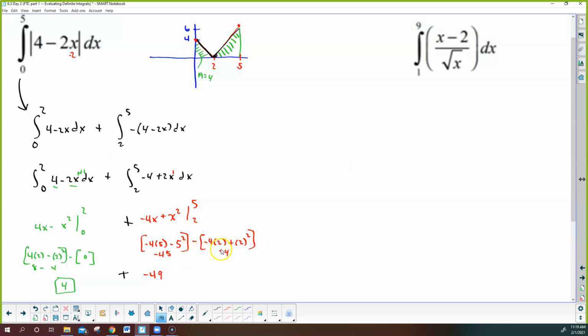Oops, this is minus, so this will be a plus. Let's see, why did that not work out? Hold on, that's a plus. I accidentally put a negative there. That's a plus 25 and negative 20, so that'll be a positive 5 here. And then we end up with a minus of a negative 4. So this will be a positive 9. So that means that this area here was a positive 9. And when I add those together, I end up with a total area of 13.